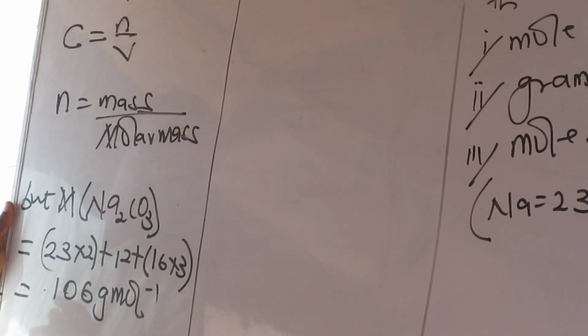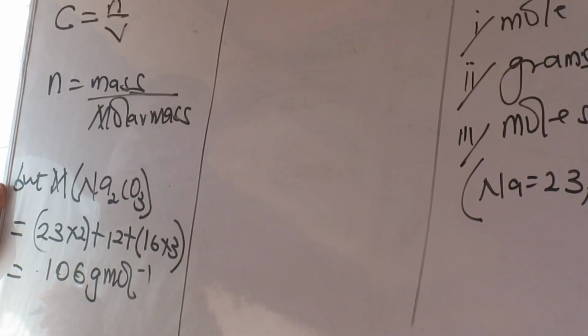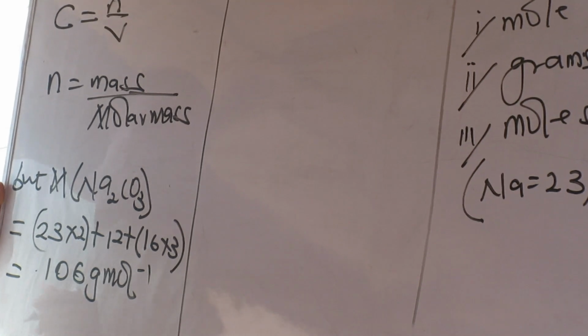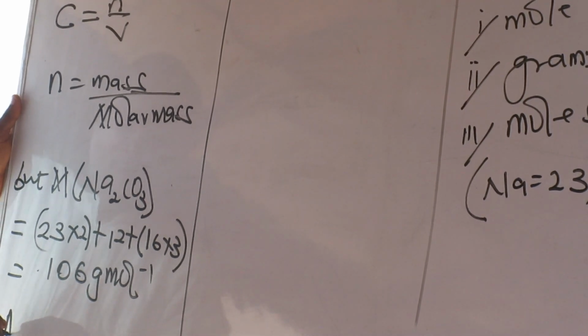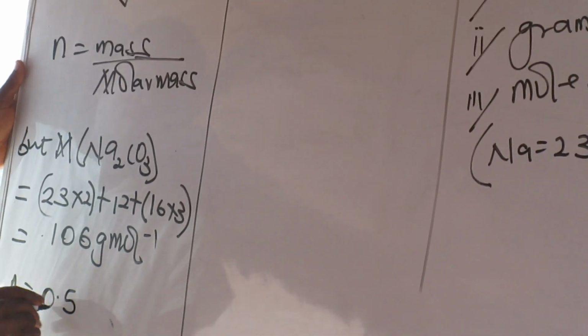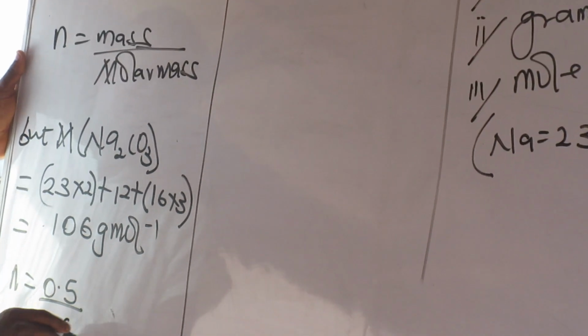Okay. Now concentration is what? n over V. Now I have my number of moles. What is my mass? 0.5. What is my molar mass? 106. Yes.